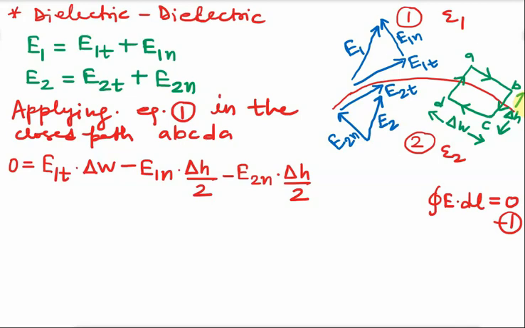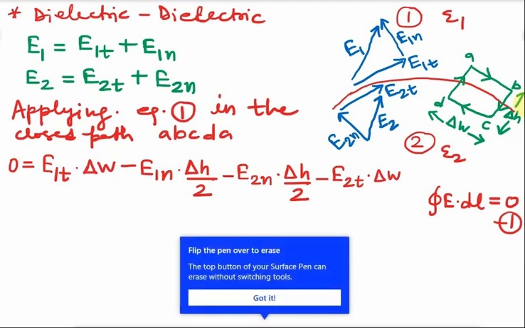Now again we will go from C to D. This CD portion is in the second region and lying along E2T, but the direction is opposite. We are proceeding from C to D and the direction of E2T is this side. So we will write minus E2T dot del W, because the length of this path is del W.